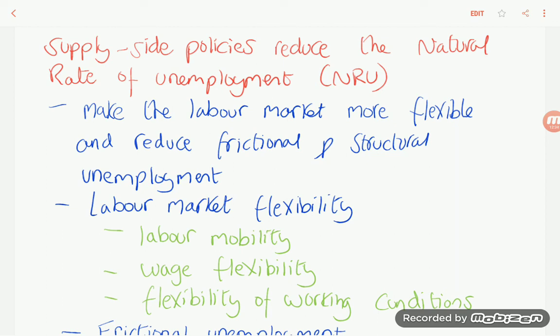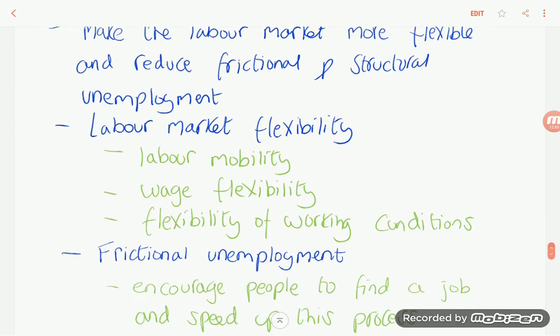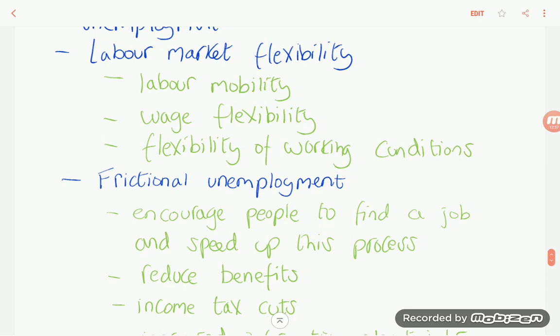Flexibility of working arrangements. The ability of employers to hire workers in a way that suits them. Things such as part-time work, short-term contracts, or even zero-hour contracts, and shift employment make it easier and cheaper for firms to hire or fire workers and respond to changes in the market. So policies that improve labour market flexibility will focus on improving all three of these.